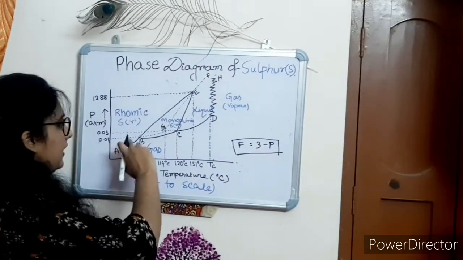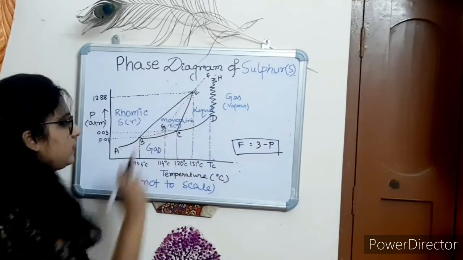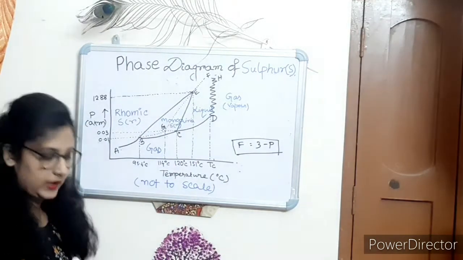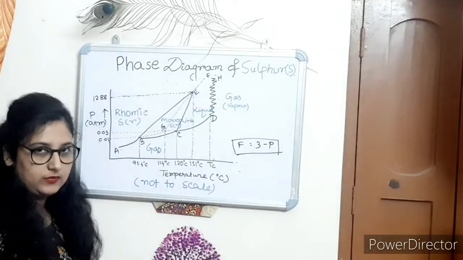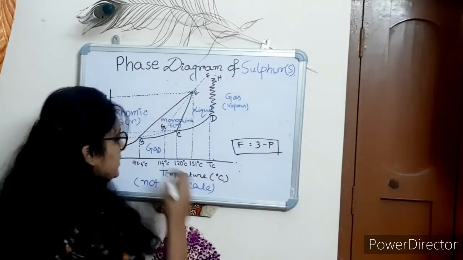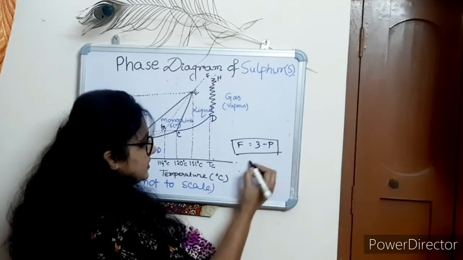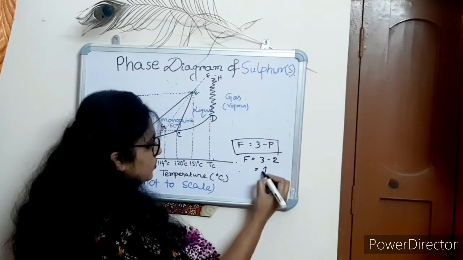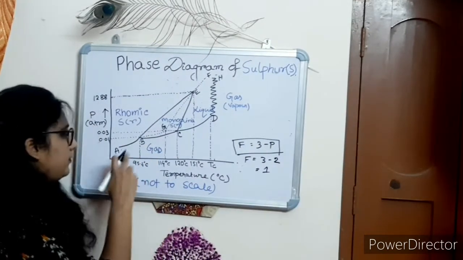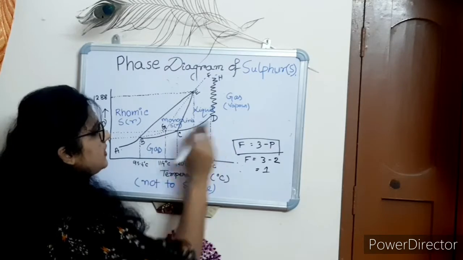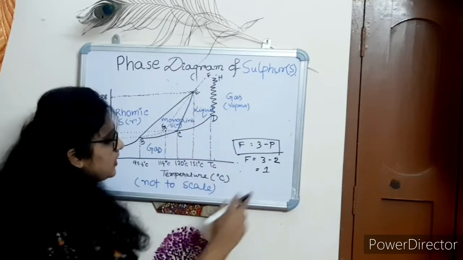So upon the line two phases can coexist. What is the degree of freedom upon the line? If you follow my water system phase diagram video, you can say that upon the line the number of phases is equal to 2, so the degree of freedom is equal to 3 minus 2, which is 1. So the degree of freedom of AB, BE, BC, CD and CE is 1.